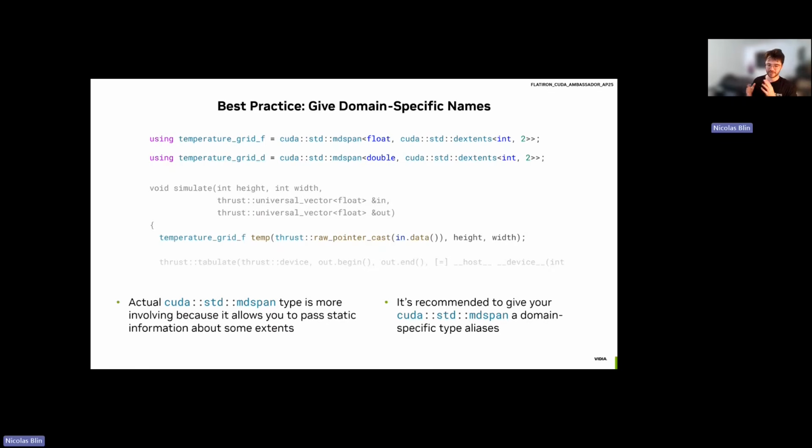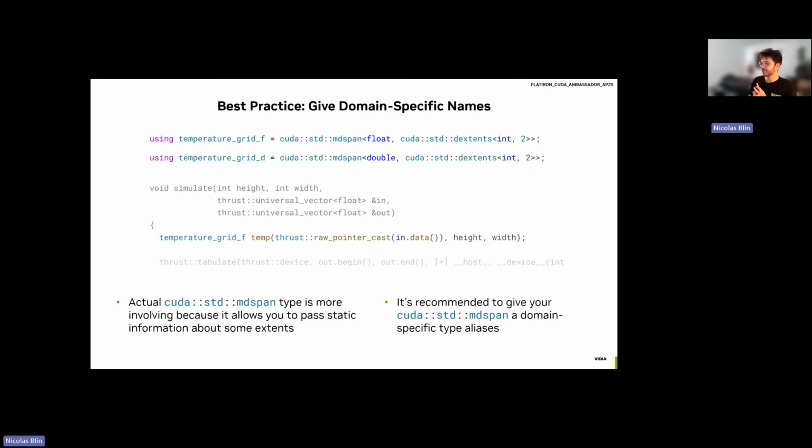The type for CUDA STD-SPAN can get pretty involved because it lets you specify static as well as dynamic extents for your dimension. And you can also specify a memory layout. So typically, you should define domain-specific type aliases instead of just using MdSpans directly. For example, we could define a type called temperature grid. This alias hides the template complexity and makes your code easier to read and maintain. It also makes it clear that this MdSpan is meant to handle a 2D grid of floats.